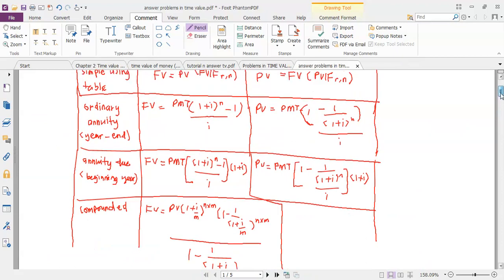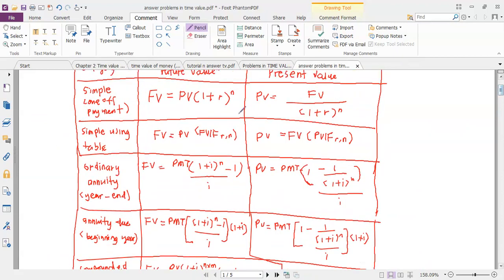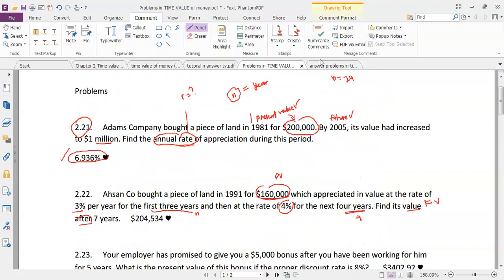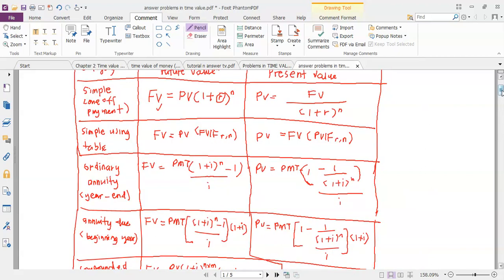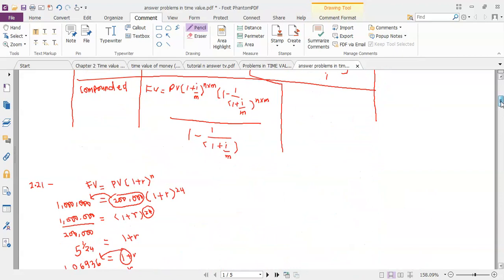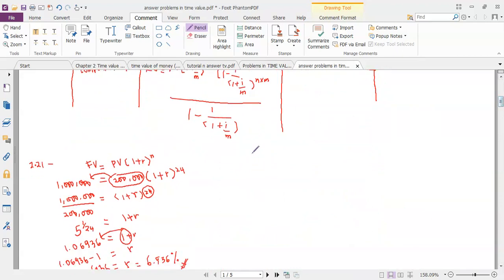Look here, this is future value. We want to find the future value, using the simple one-off payment. There are not many payments, just one off. But what changes is the R. R is first 3%, and then 4%. So how to do that kind of question? Just use the simple future value formula.